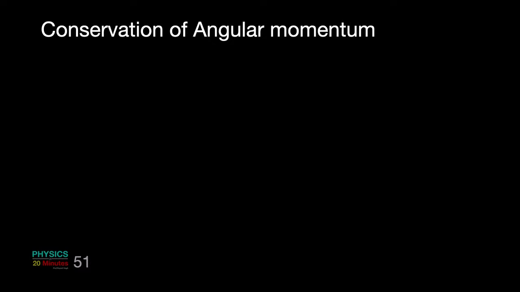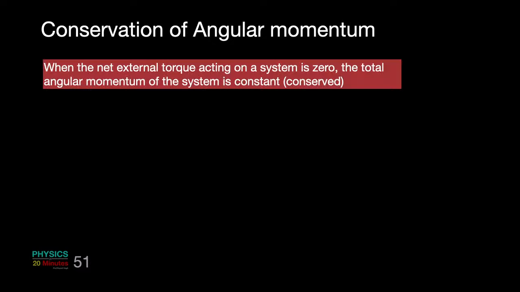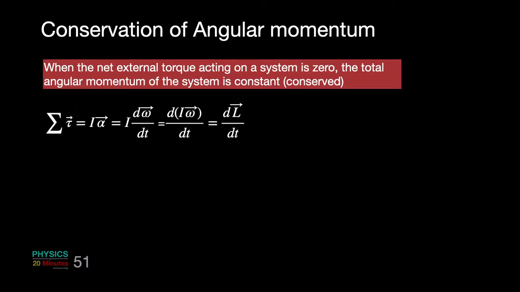Then we come to the famous theorem of conservation of angular momentum. When the net external torque acting on a system is zero, the total angular momentum of the system is constant, or it remains conserved. I have a very simple proof. For a more detailed proof, you can refer to the book. The torque acting on a body, we have seen, can be written as I alpha. Alpha is angular acceleration, which is the rate of change of angular velocity. Alpha is d omega by dt.